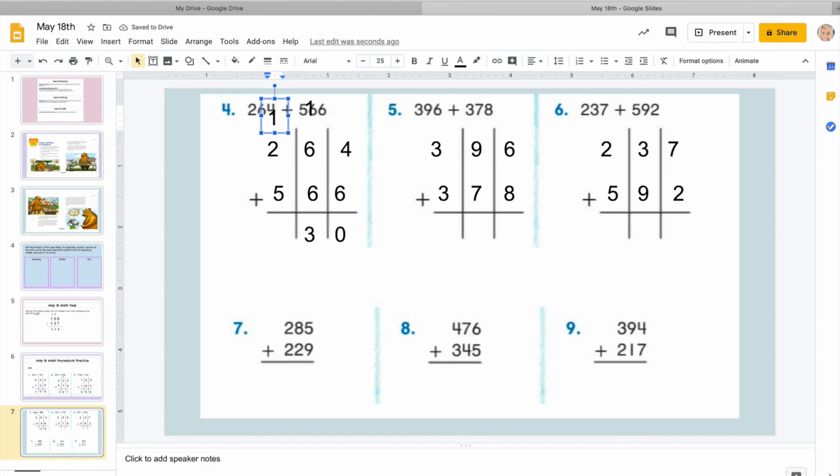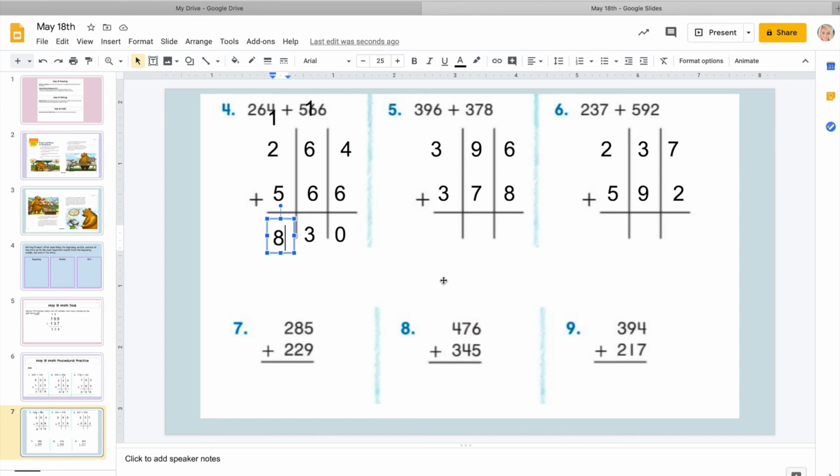Now our third and final step here, we're going to add up the hundreds column, where we have 1 plus 2 is 3. 3 and 5 more is 8. So the sum of 264 plus 566 is 830. I'm going to want you to try the rest of these on your own for some practice.